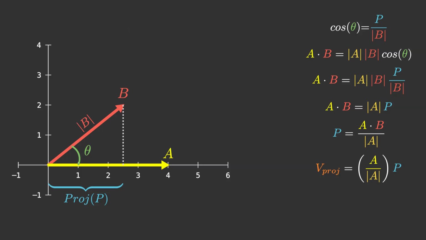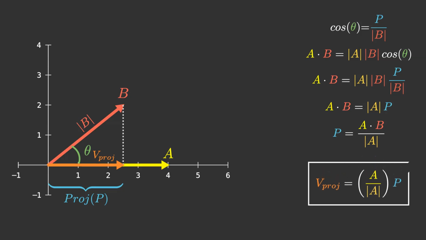Now we have a vector that has the right direction, i.e. same as A, and the right length, i.e. the projected part of B onto A.